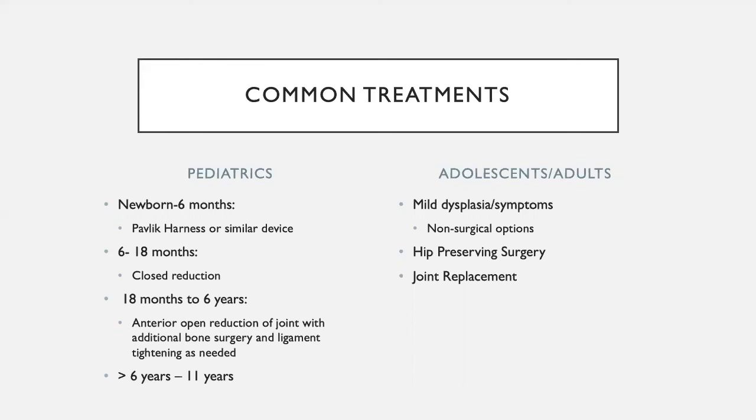In adults, for mild dysplasia or mild symptoms, you're going to choose non-surgical options as your first-line treatment, which would include lifestyle modifications like weight loss or low-impact physical activities, physical therapy, or joint injections. Hip-preserving surgery would be your next line, and this surgery is done to change the orientation of the hip socket so it has a better positioning to cover the femoral head, which improves the longevity of the hip joint, and this can be done in children as young as 11 years old. Your final option would be a joint replacement.